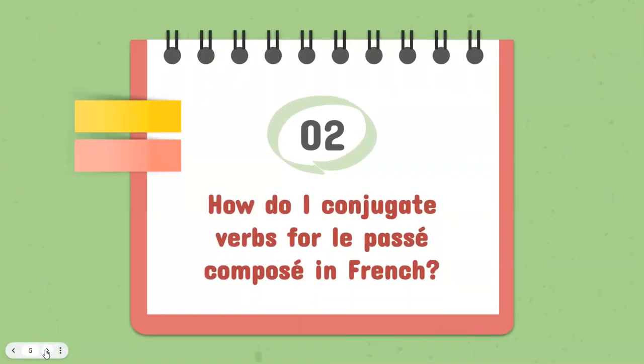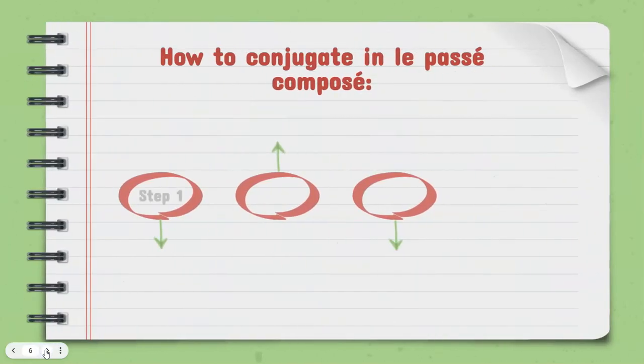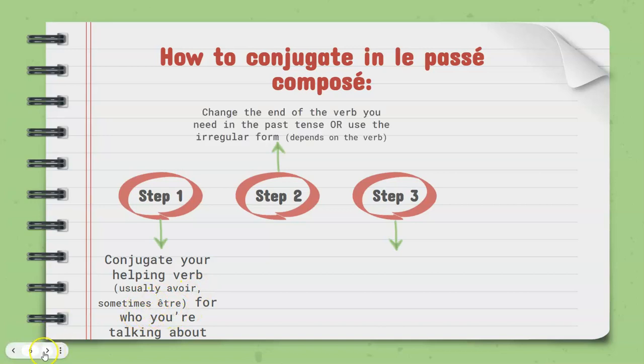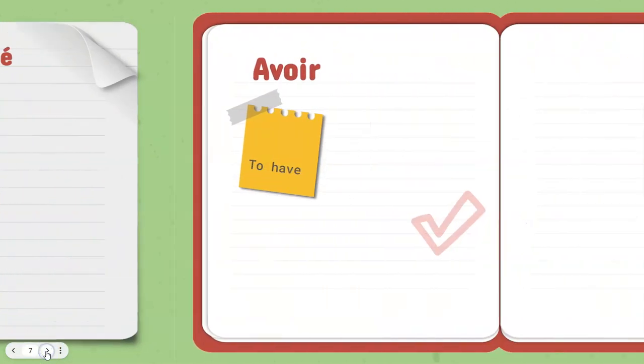So how do I conjugate verbs for le passé composé in French? We've got a couple of steps. Step one is to conjugate your helping verb, usually avoir, sometimes être. We'll talk about when is être for who you're talking about. Step two is to change the end of the verb you need in the past tense or to use the irregular form. We'll talk about the endings for regular verbs in the past tense as well as some of the common irregular ones. And then we put the two together. It's really important that in le passé composé you always have a two-word answer for your past verb. Let me show you some examples of what I'm talking about.